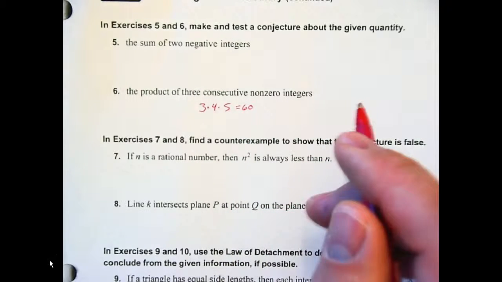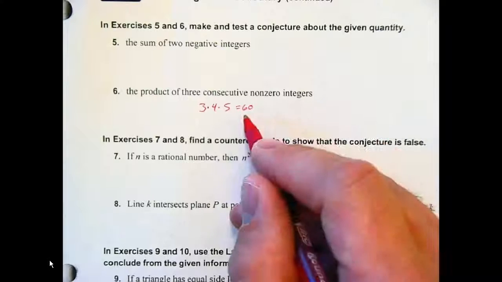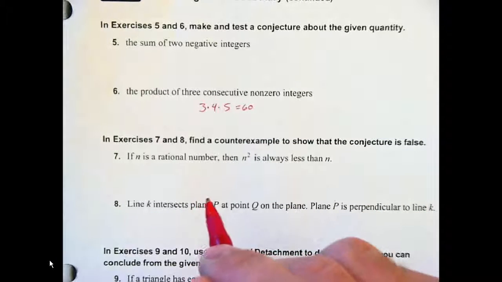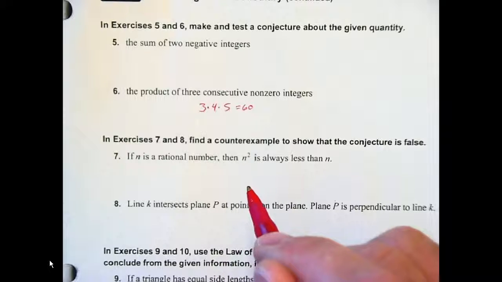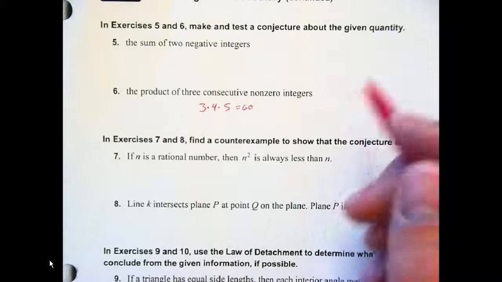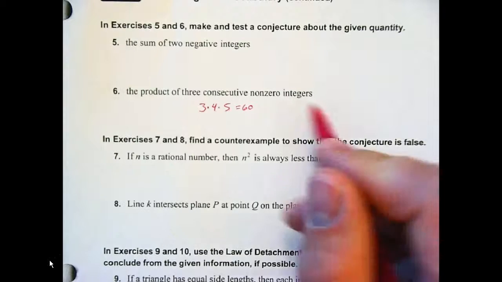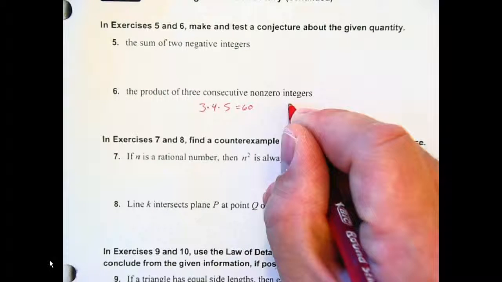What was the other one we had? It doesn't equal 0. Yeah. It has to be the same sign. It has to be positive or negative. All right, so let's test some others out. 1, 2, 3.